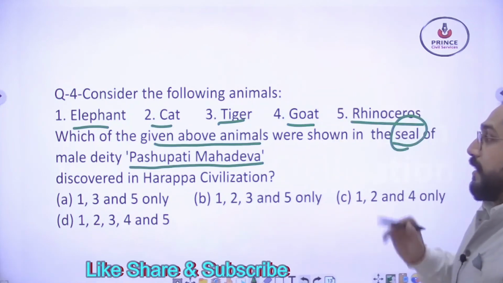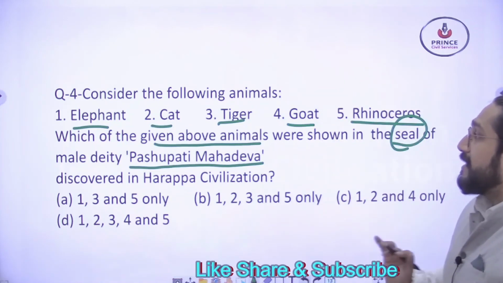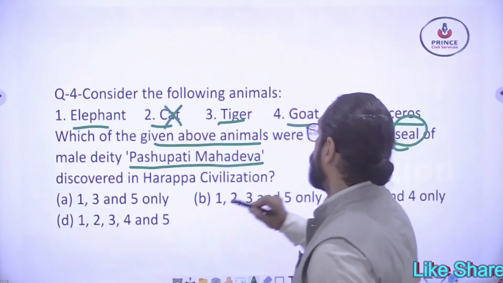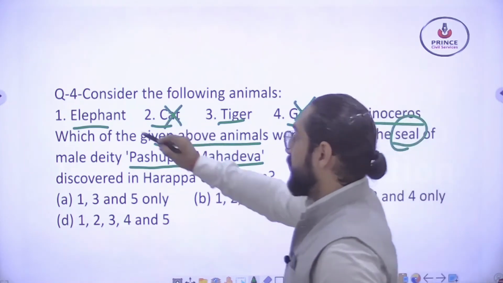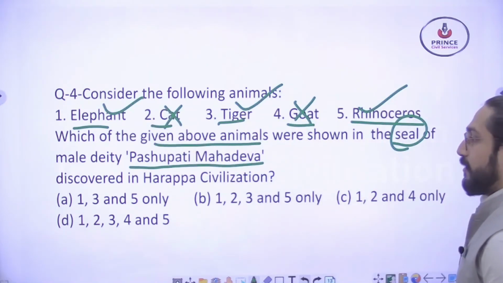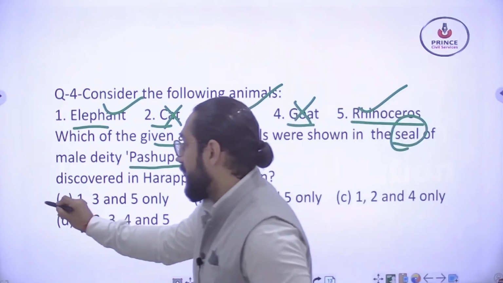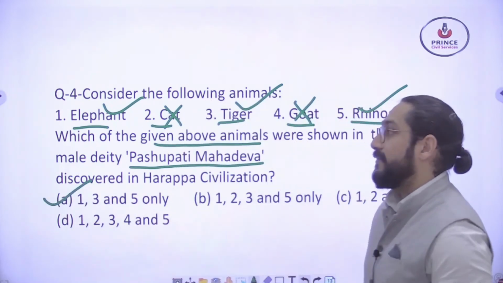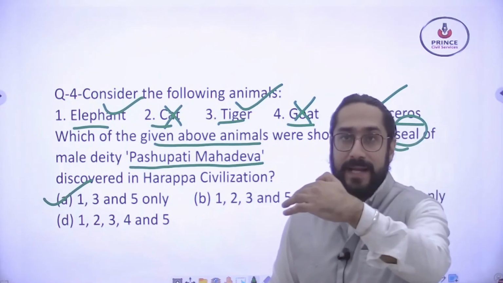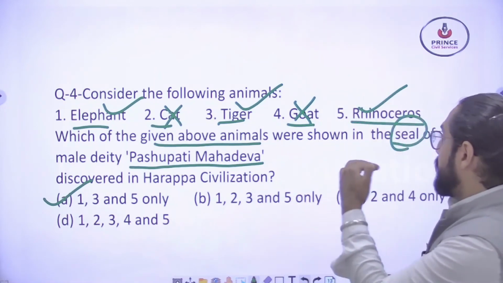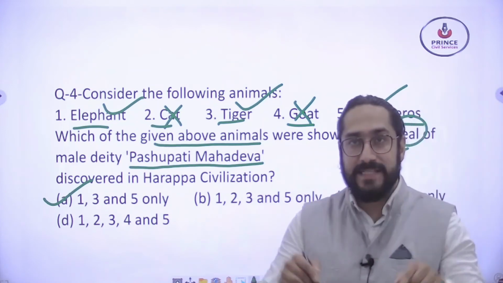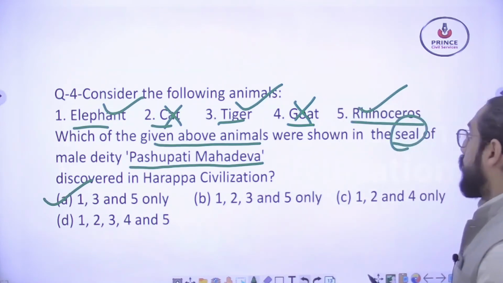In this, the right answer is, you do not find cat, you do not find goat. Yes, there was elephant, tiger and rhinoceros. So the right answer is 1, 3 and 5, because that deity was surrounded by the elephant, tiger and rhinoceros. I'm just going to show you that seal. You will remember because of the visuals.